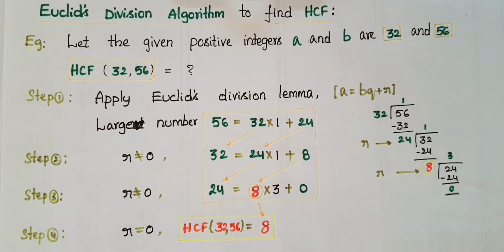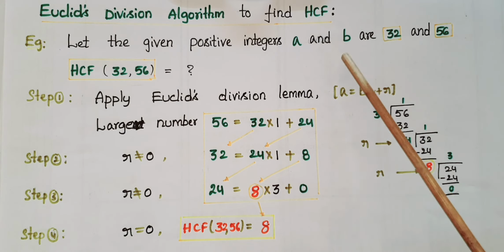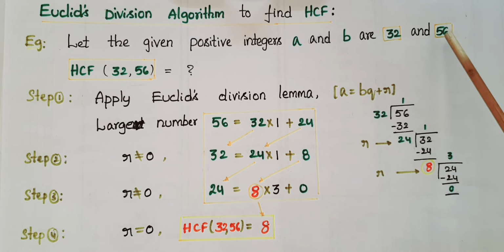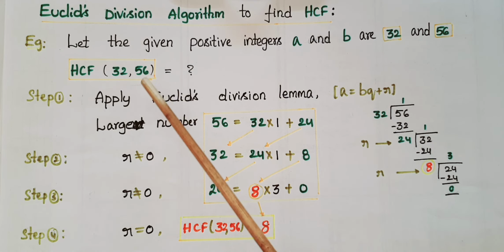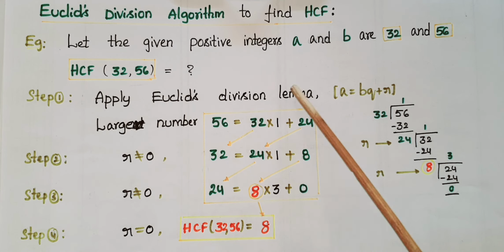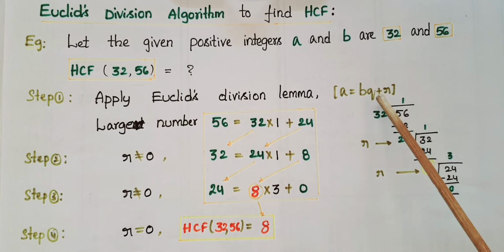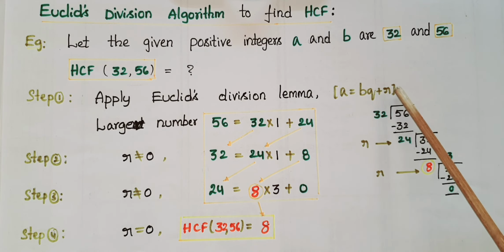Now I am going to tell how to find HCF by using Euclid's division algorithm. For example, let the given positive integers A and B be 32 and 56. Then find HCF of 32 and 56. Here we have to apply Euclid's division lemma, that is A is equal to BQ plus R, where R is less than B and greater than or equal to 0.